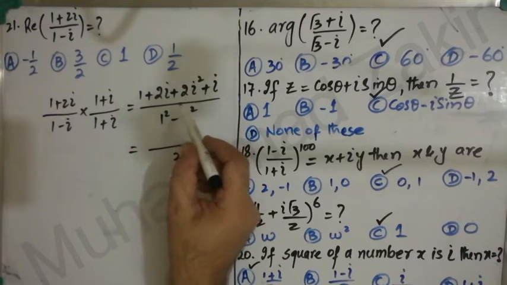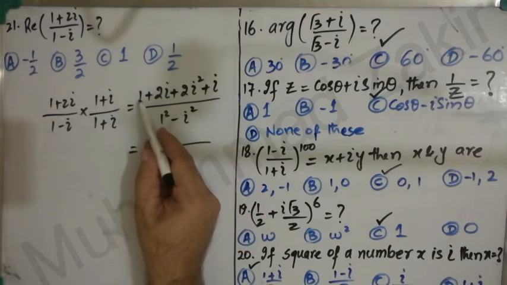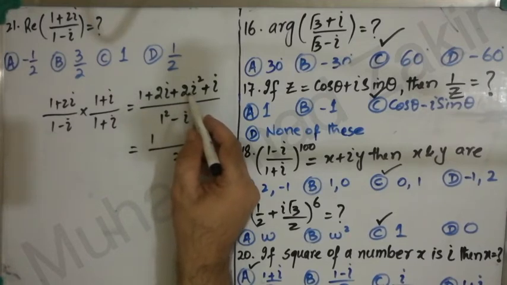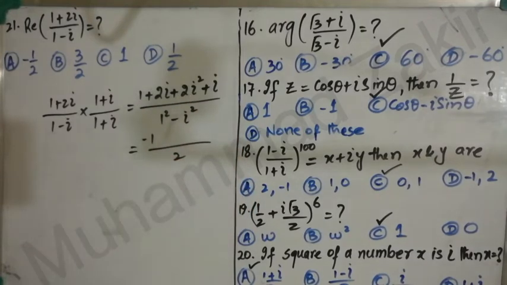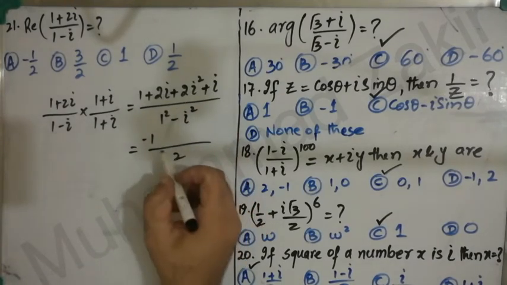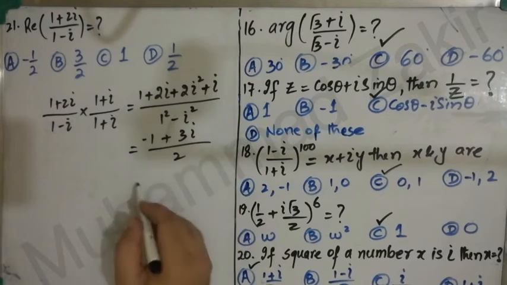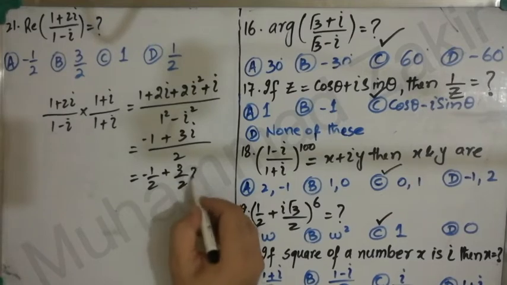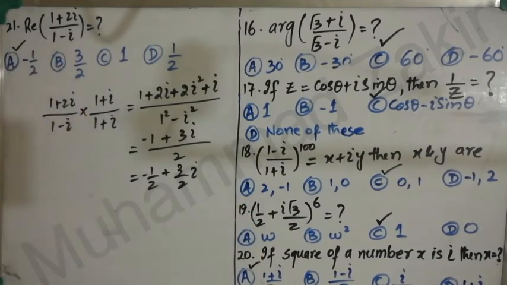What happens here? This is 1. This becomes minus 2. 1 minus 2 is minus 1. 2 iota plus iota will be 3 iota. So we can see that minus 1 by 2 is its real part, minus 1 by 2 plus 3 by 2 iota. Real part is asked, which is option A.